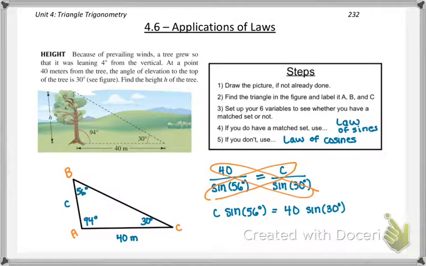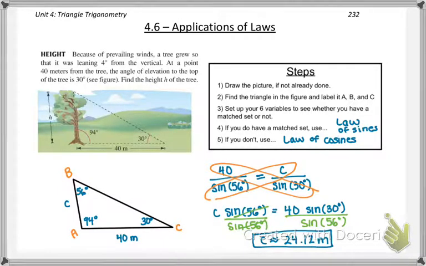And then to solve for C, we're going to divide both sides by the sine of 56. Make sure you close your parentheses. And you can go ahead and type that into your calculator. 40 times the sine of 30 degrees divided by the sine of 56 degrees. And you should have the length of side C as roughly, rounding to the nearest hundredth, 24.12 meters. And that is the height of our tree. So because we have a match set here, we can use the law of sines. Let's look at one more example.